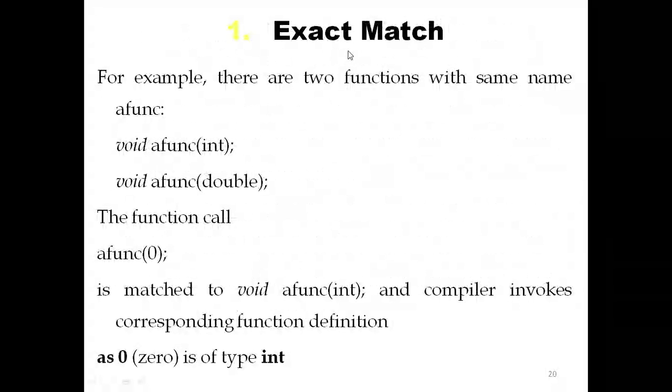For all the cases we will see one example. First, exact match. There are two functions now with the same name, a function. One takes one integer as parameter, this takes a double value as parameter. Now I call a function of 0. 0 is an integer, so it will just match this, and this function will be invoked. This is what is exact match.